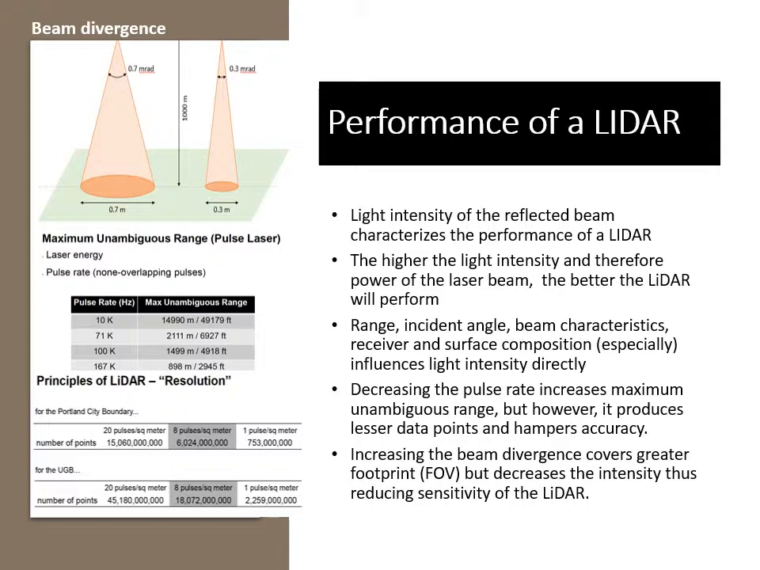Increasing the accuracy of the process is quite simple. We need to remain close to the mapping target and reduce the beam divergence, which is impossible for some cases.